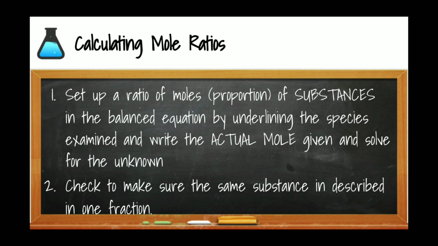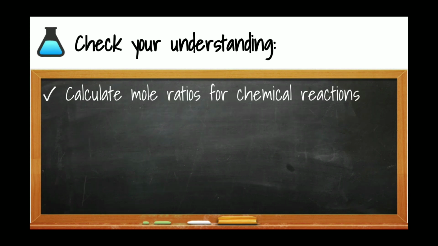When calculating mole ratios, there are 2 steps. Set up a ratio or a proportion by underlining the species examined and the actual mole given from the problem. From here, we'll have 2 fractions that we can solve for the unknown. Check and make sure that the same substance is described in one fraction. Let me show you how this is done. Now you should be able to calculate the mole ratios for a chemical reaction.